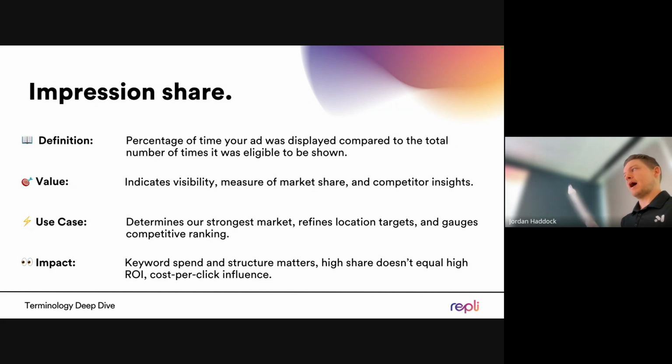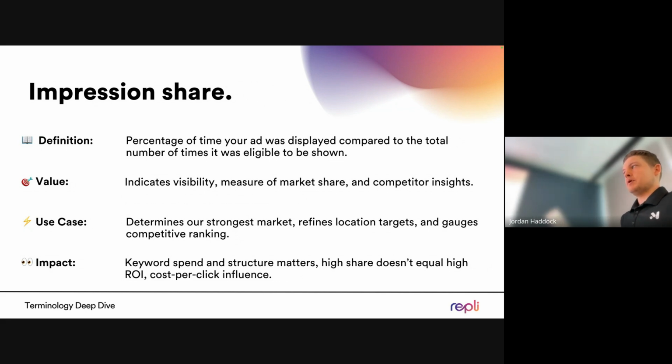Depending on what you have set for bids on certain keywords, that can influence impression share. It helps determine our strongest market. We may have varying impression shares across different keywords or different ad groups. It gives us an indication about where our ads are serving best and most often. It helps us refine the location targets as well, and helps gauge competitive ranking.